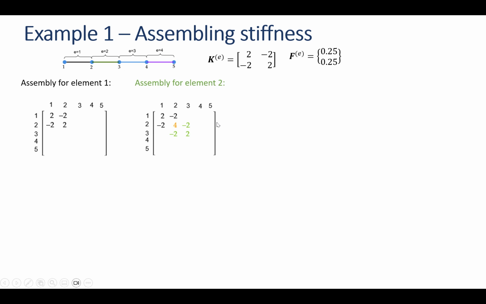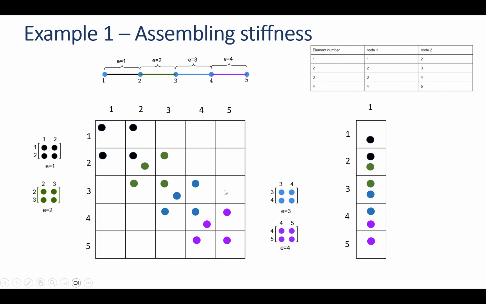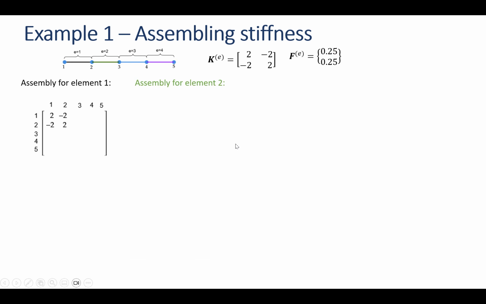This is the global stiffness matrix after we assemble the element stiffness matrix for element 2. Here we have 4. Remember from the previous slide, in row 2, column 2, the diagonal entry, we have 2 values. So we add them. That is why we have 4 at 2, 2.